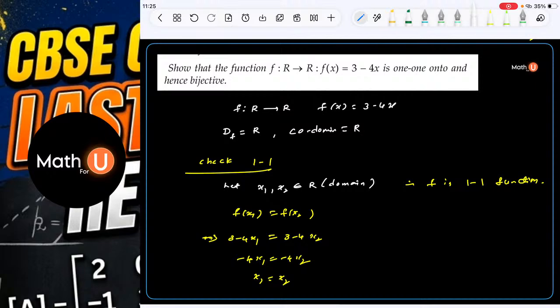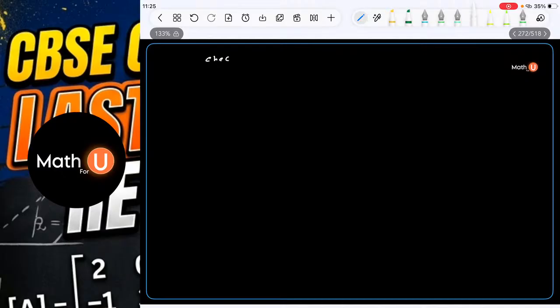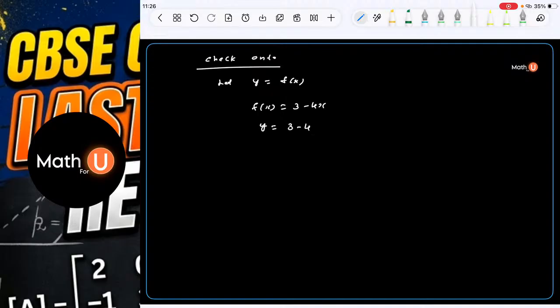Now how to check whether the function is onto? Check onto. Let y be equal to f of x. What is f of x here? 3 minus 4x. See, this is the function in terms of x. We need to express the function in terms of y. f of x is nothing but y, which is 3 minus 4x. Now 4x is equal to 3 minus y, so x is equal to (3 minus y)/4.